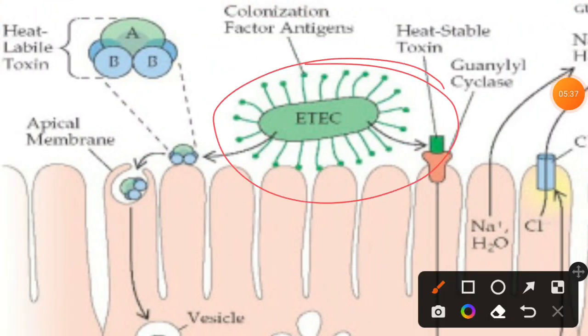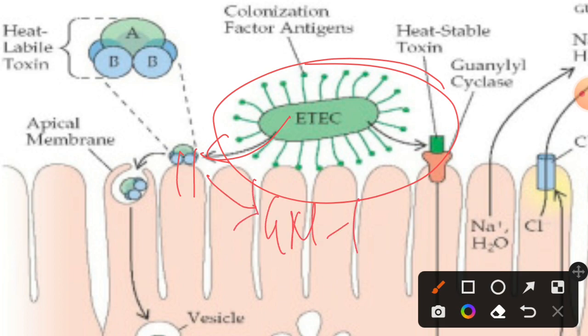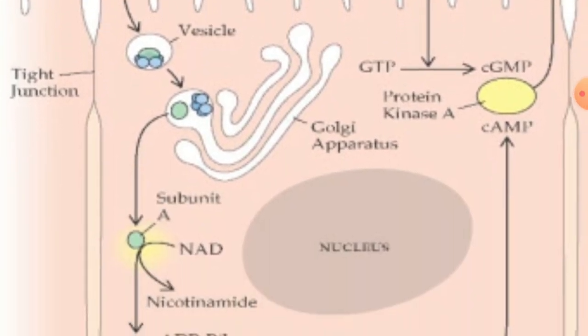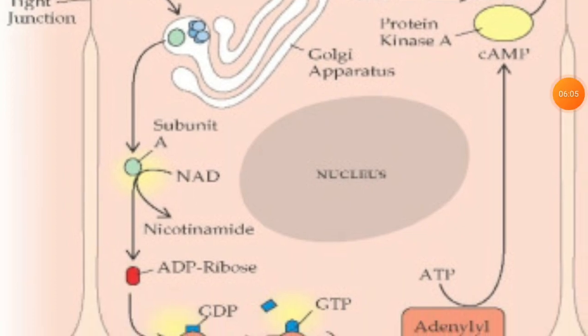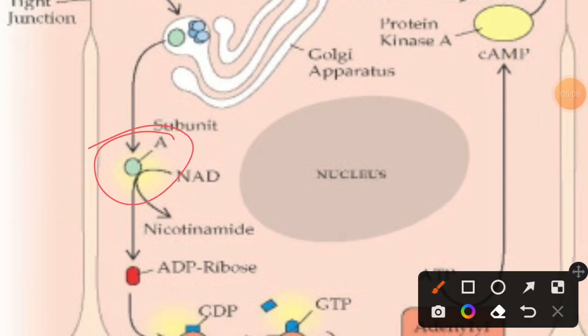First of all, colonization will occur. After that, it will produce heat labile toxin. This heat labile toxin is an exotoxin and it is an AB type toxin. It will bind with the GM1 ganglioside receptor present on the surface of the intestinal epithelial cell, and then it will be internalized. Inside the cell, the A subunit will be separated from the B subunit. Now, what will this A subunit do? Before discussing this, I want to tell you that the A subunit, or catalytic subunit, interferes with G protein signaling.